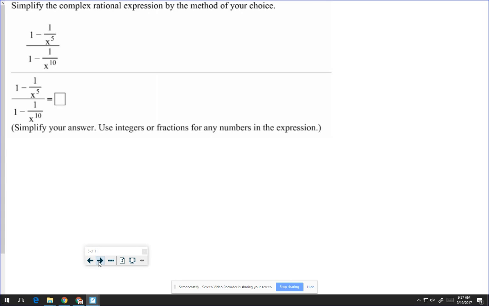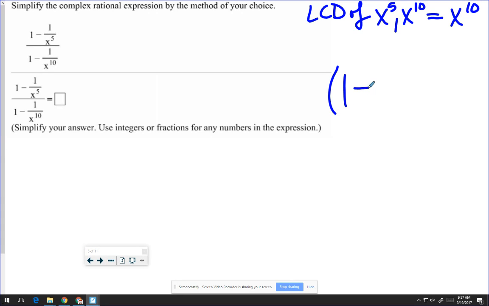All right, we got to go back to our remember in here. The LCD of x to the 5th and x to the 10th is going to be x to the 10th. Basically, it's the bigger exponent. So I'm going to take the big fraction, and multiply by x to the 10th on top and on bottom.